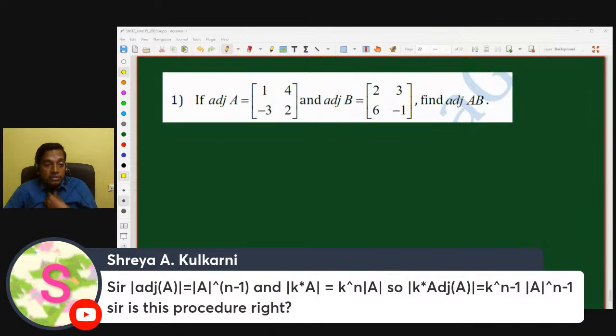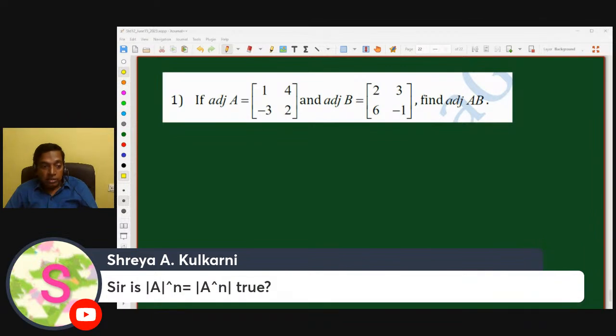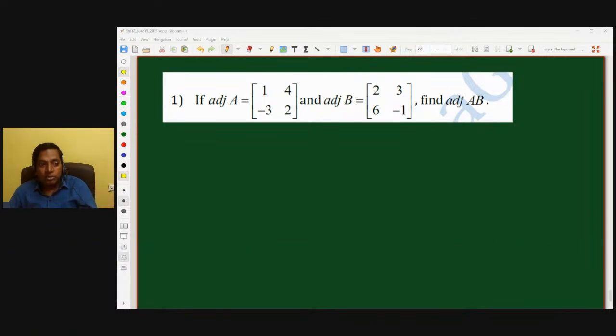Sir, determinant of adjoint A is determinant A power n minus 1. I haven't come to that. No, determinant A whole power n is, yes, it's correct. This is correct, because I just showed the product rule. Determinant of AB is determinant A times determinant B. So determinant of A square is determinant A whole square. I haven't come to all this, so just hold on a little bit because others may get confused.